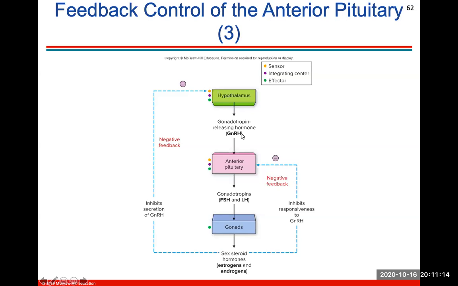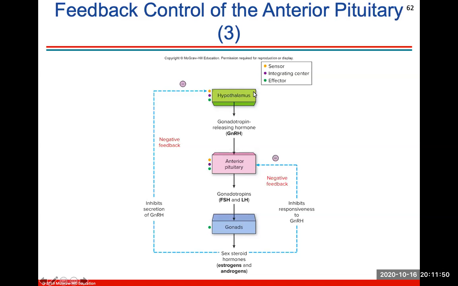Now, working with gonadotropin releasing hormone being released from your hypothalamus, acting on your anterior pituitary to release your gonadotropins, which are FSH and LH. They work on the gonads, the testes and the ovaries, to release your sex steroid hormones, which are all of your estrogens and androgens. And when the level of estrogen and androgen reaches a certain point, that will shut off this negative feedback loop. It'll tell your anterior pituitary, hey, we have enough, you can turn off the system, and it'll tell the hypothalamus to turn it off.